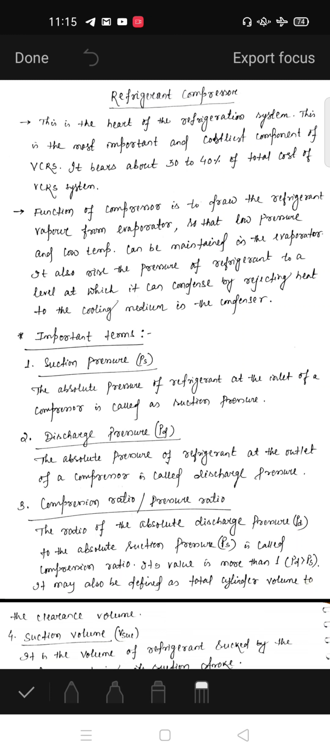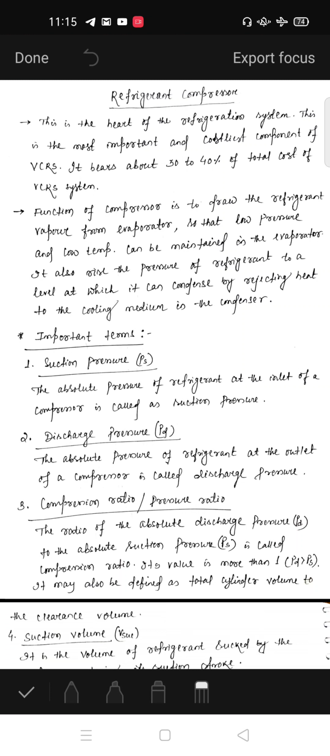The function of the compressor is to draw the refrigerant vapor from the evaporator, so that low pressure and low temperature can be maintained in the evaporator. It also raises the pressure of the refrigerant to a level at which it can condense by rejecting heat to the cooling medium in the condenser.